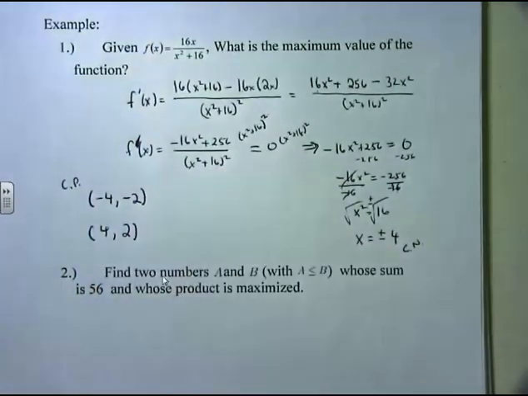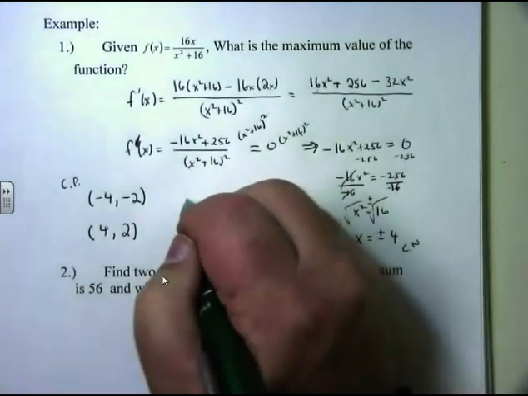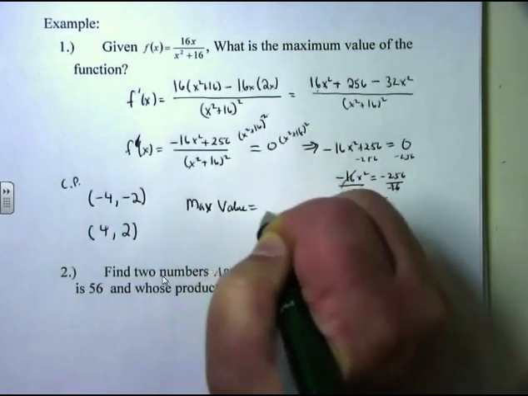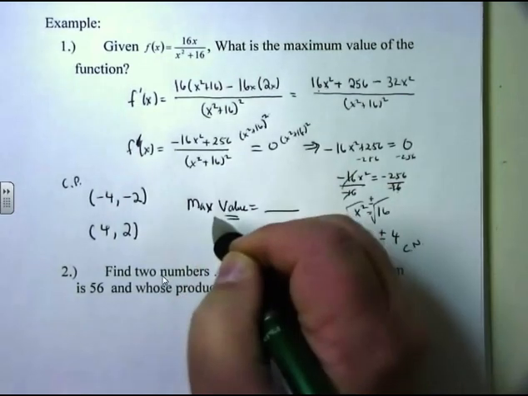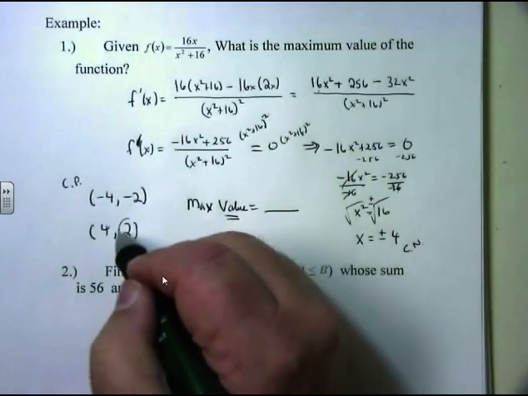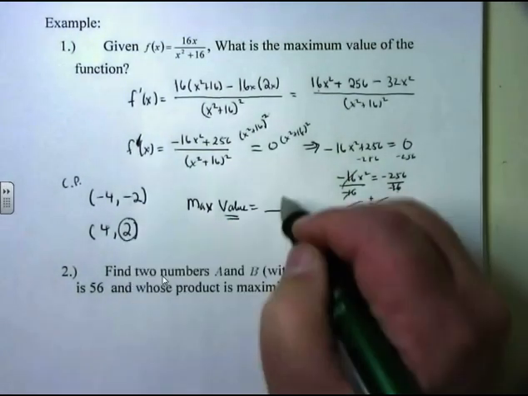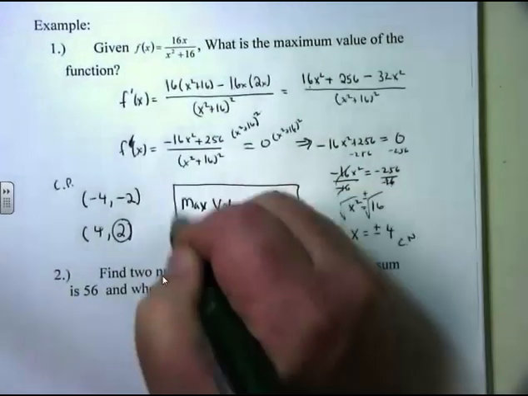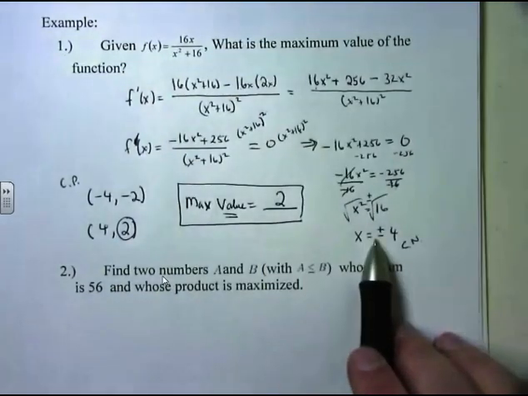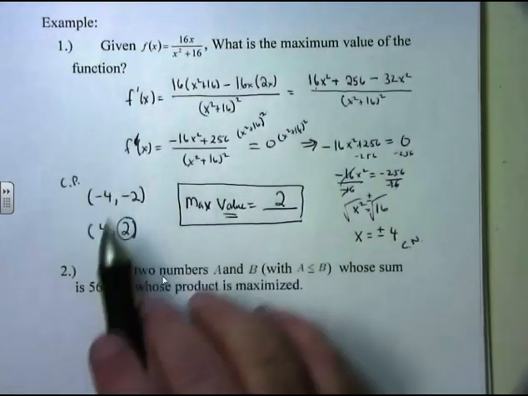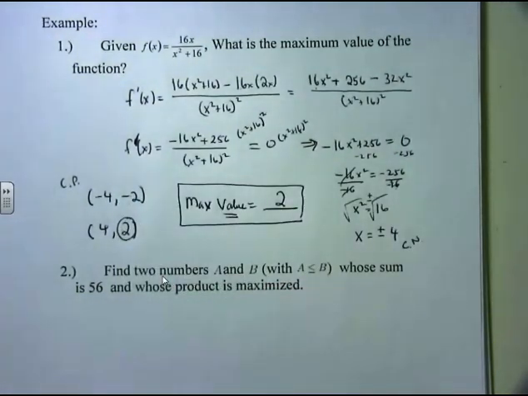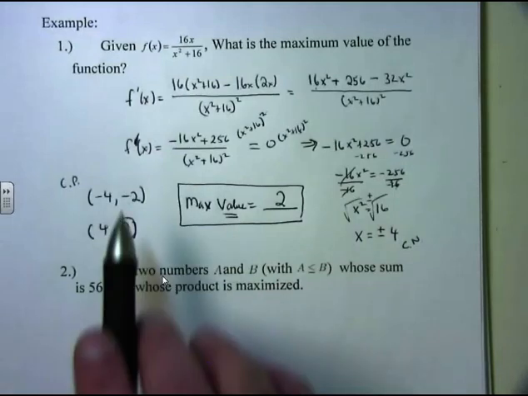Now, answer the question. Which one has the max value? We discussed this before. The idea of value is the y coordinate and maximum is the biggest y coordinate. So between the two, which one's the biggest y coordinate? It's clearly the positive 2, so the maximum value is positive 2. So you have to find your critical numbers by taking the derivative, setting it equal to 0 and solving it, and then take those critical numbers and plug them into the original function to get those y coordinates. And remember, the one with the biggest y coordinate is the maximum value. The one with the smallest y coordinate would have been the minimum value.